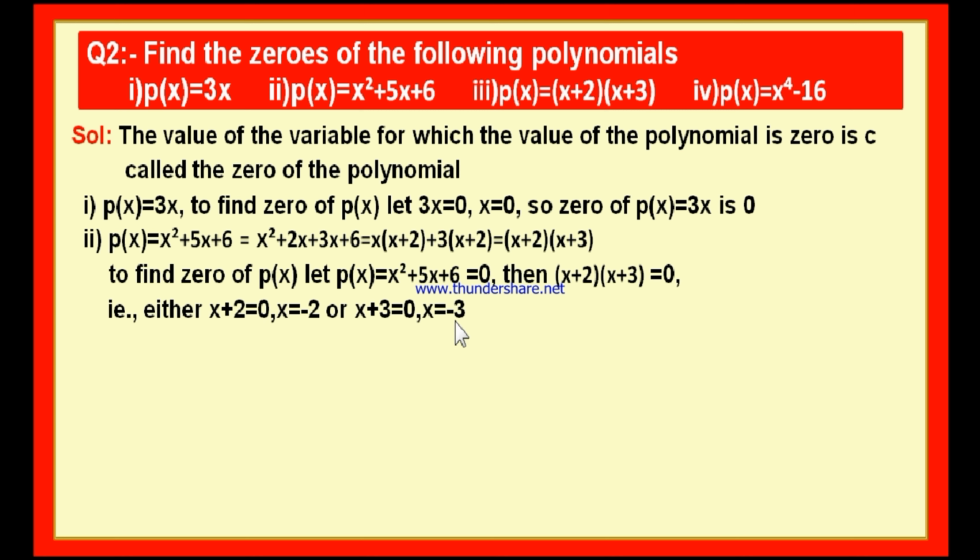Therefore, there are two values for variable x for which the total polynomial becomes 0. Then you can say that minus 2 and minus 3 are zeros of the given polynomial. So, zeros of the given polynomial x square plus 5x plus 6 are minus 2 and minus 3. Now, if you observe the third bit, it is given that p of x is equal to x plus 2 into x plus 3. Straight away we have been given x plus 2 into x plus 3.